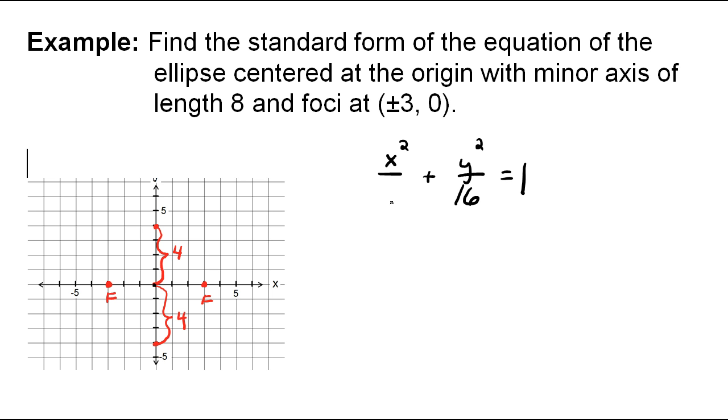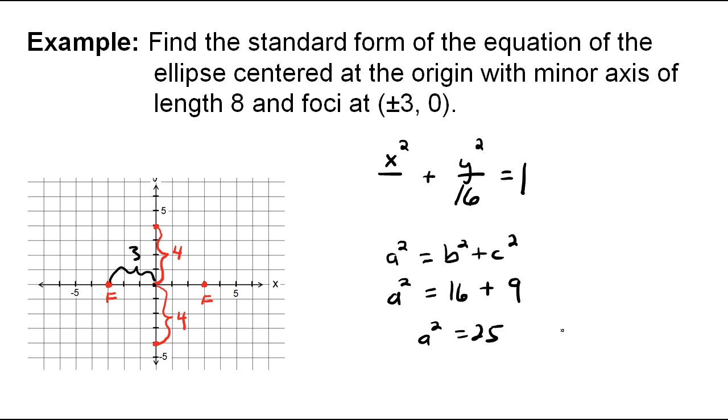Now, to find that, remember that the focus distance, which I know is 3, has a relationship with the 4 and with my longer distance a. So I know that my longest distance is a squared, and that's what I'm trying to find. That has to equal b squared plus c squared. B is the shorter distance, so I know that this is 16, and I have c squared. Oh, but I know what c is. That was given to me as being 3, so 3 squared is 9. So a squared equals 25, which means a is 5.